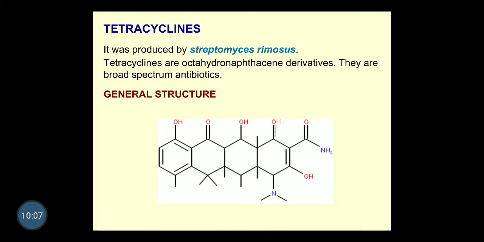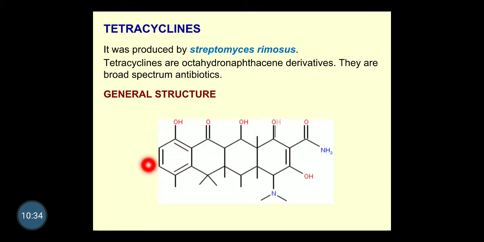Now next class, amongst the non-beta lactam, that is the tetracyclines. First we had seen aminoglycoside, in which we had seen three examples, that was streptomycin, neomycin, and gentamicin. Now we are moving toward the next subclass or next type of these non-beta lactam, that is tetracycline. So why are we calling it tetracycline? Because tetra means four cyclic rings. Tetracycline, four cyclic rings are there.